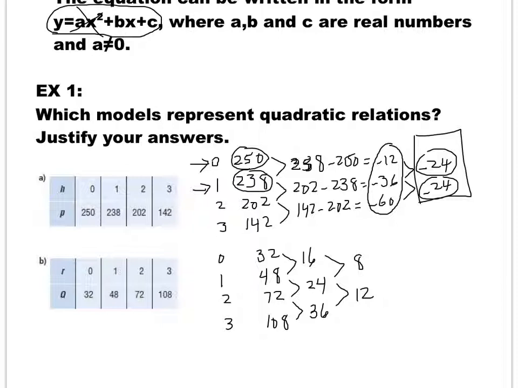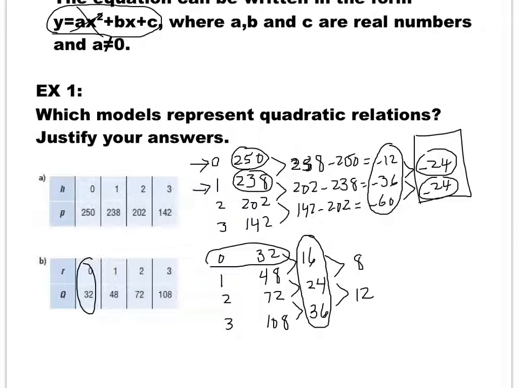The second example, I wrote it again in vertical form, 0 and 32, and so forth, and I continued with the table. Now, the first difference is 48 minus 32, which is going to give me 16. 72 minus 48 gives me 24. And 108 minus 72 gives me 36. Since the first differences, as you can see, are not the same, this is not a linear model.